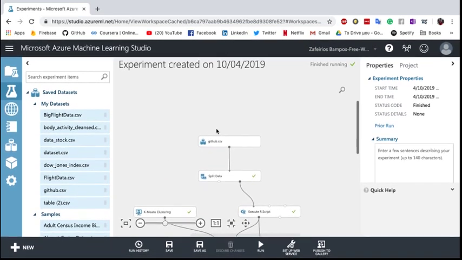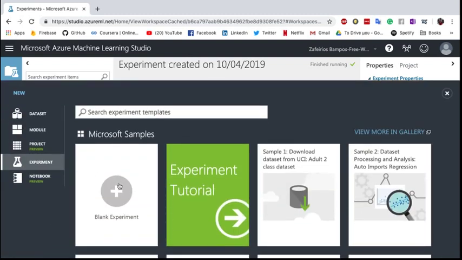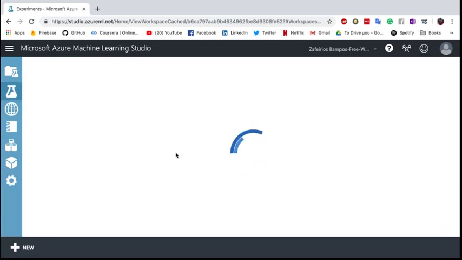A k-means clustering with Azure Machine Learning Studio. So what we are going to do now is start a blank experiment.